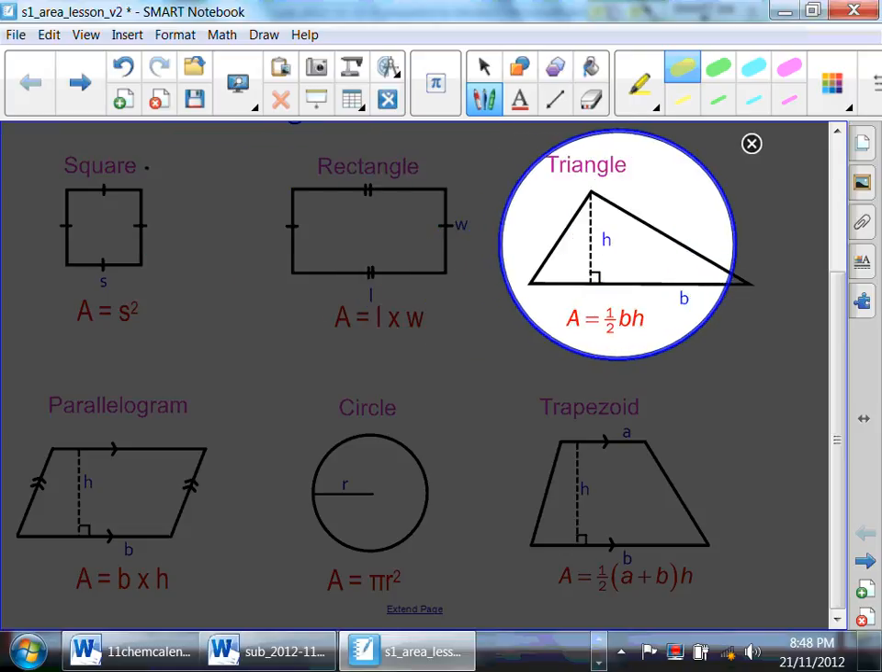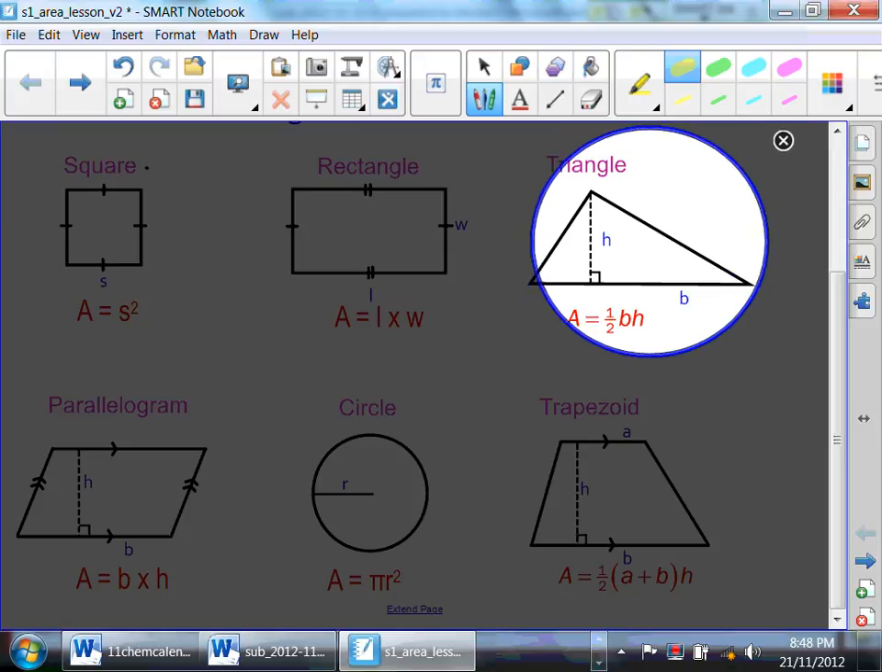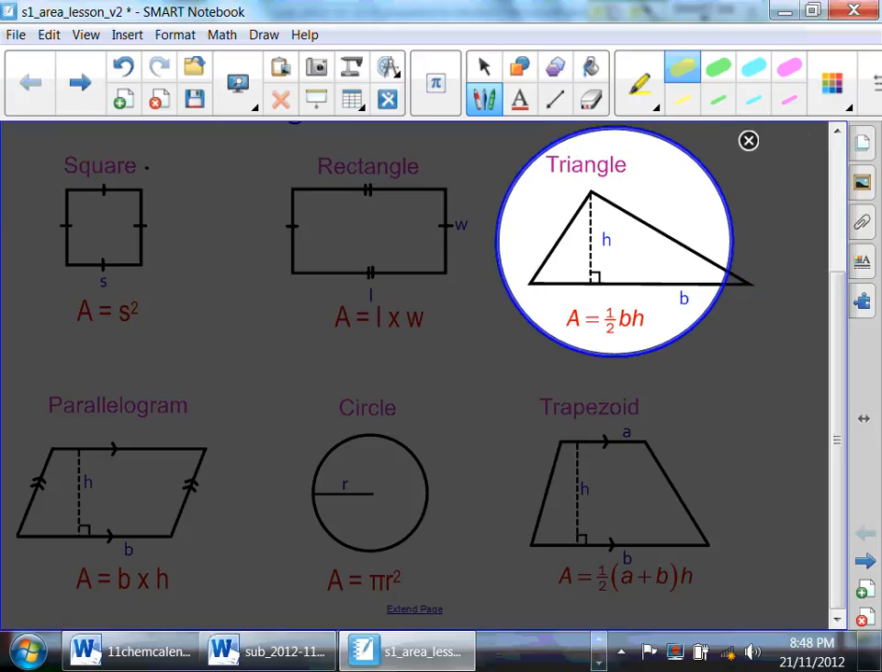Moving along, we have the triangle. The triangle has a base and a height. The height is found by dropping a perpendicular down to whatever the base is and going up to the highest point on the triangle. The area is half the base times the height. So whatever the base times the height is, take half of that. That's the area of a triangle.